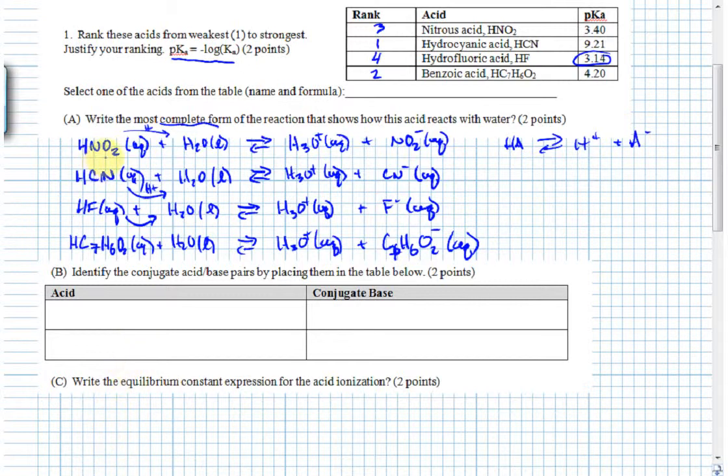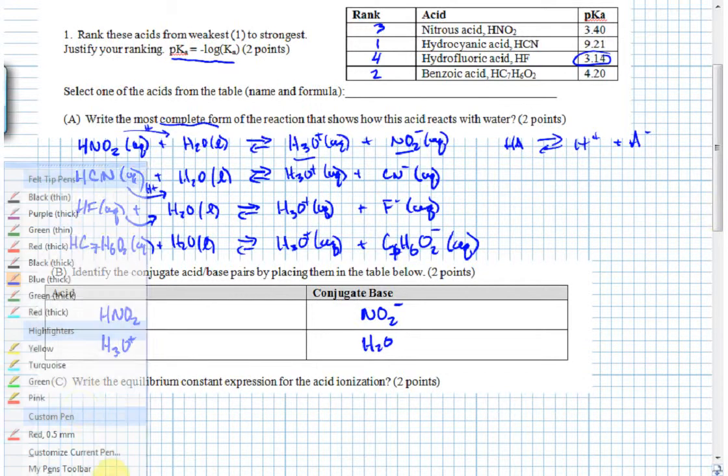So for example, if I was doing the nitrous acid, the HNO2 is the acid. Its conjugate base is NO2 minus. Okay, again, conjugates are acids and bases on opposite sides of the reaction that only differ by a hydrogen ion. The acid would be hydronium ion here. The base would be H2O.